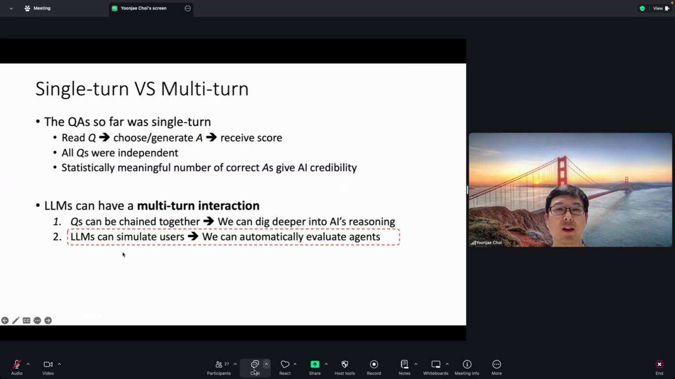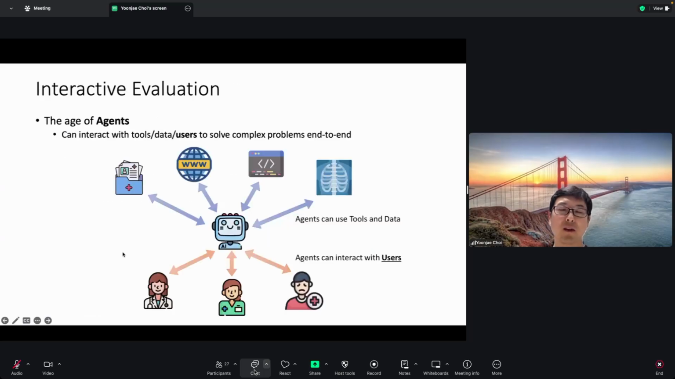So the second one is LLMs can simulate users. What I mean by that is I'll show you some examples.